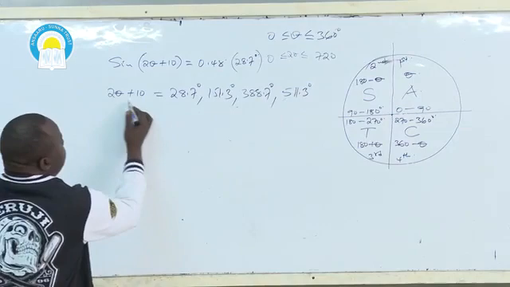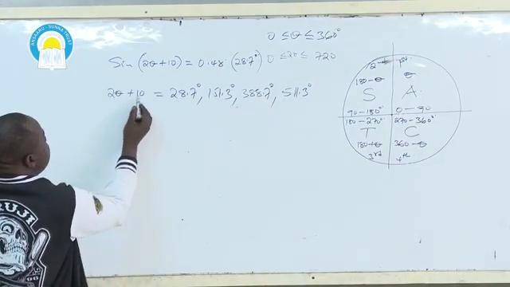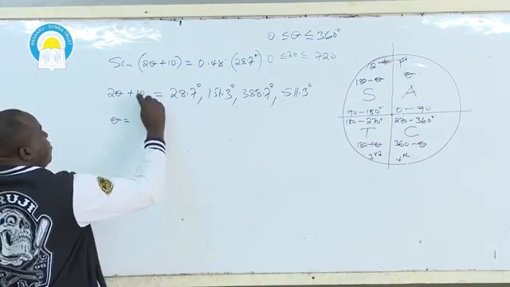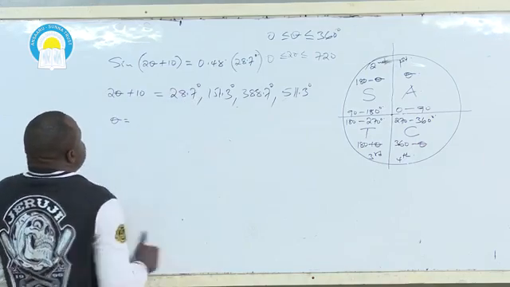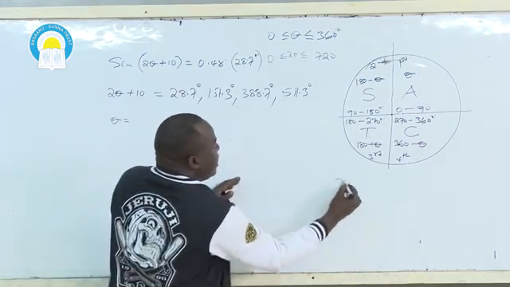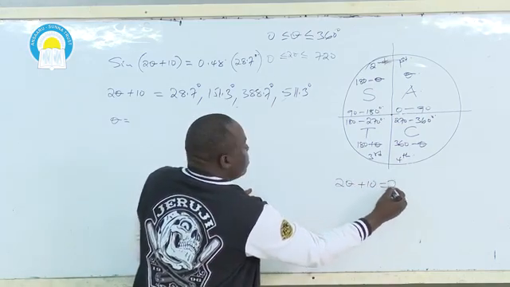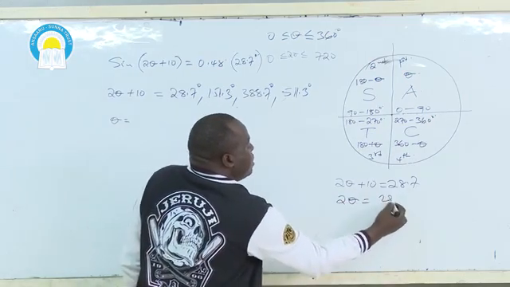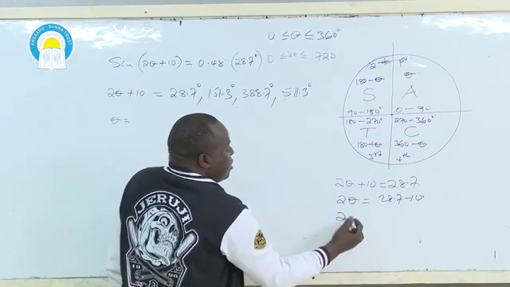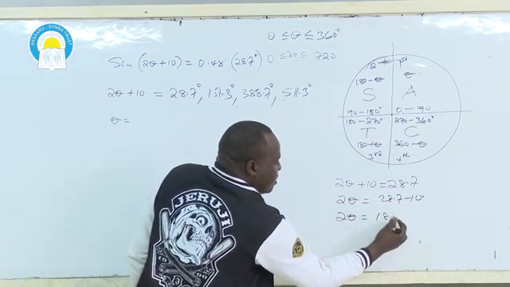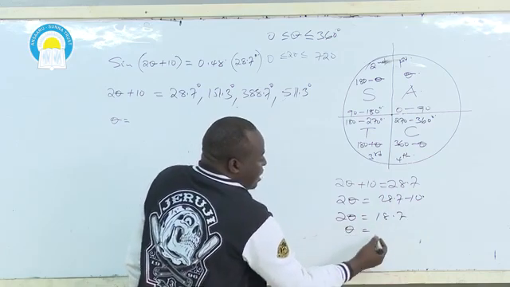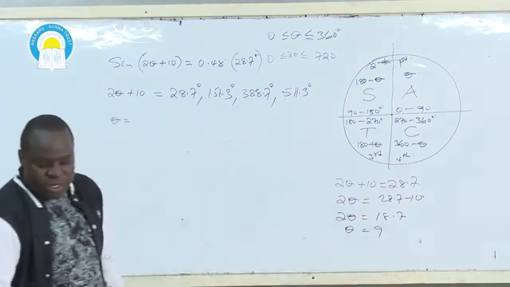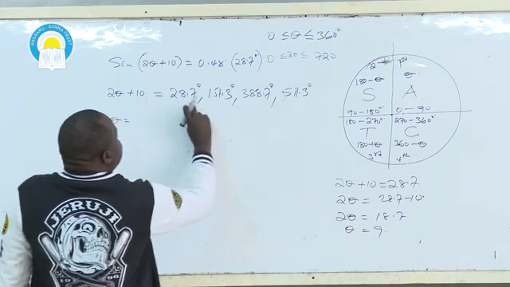Now, these values represent 2 theta plus 10. So to get the value of theta, on each of these values, subtract 10. This is just normal algebra, a question like 2 theta plus 10 equals 28.7. So when you're working this out, 2 theta equals 28.7 minus 10. 2 theta equals 18.7. Then you get the value of theta by dividing this value by 2 on both sides. So it should be 9.35.